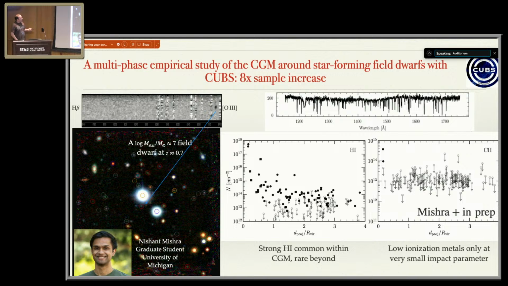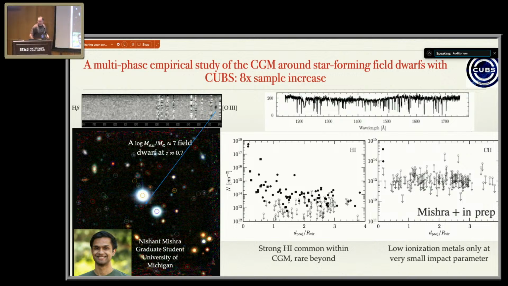So for example, this is a stellar mass of 10 to the 7-ish galaxy at redshift 0.7. This little bit of fuzz right there, we can only detect this because of MUSE. It is a little bit fainter than 26th magnitude, but we can detect oxygen-3 emission lines and get its redshift nice and cleanly. And what Nishant found is that H1 is quite common, consistent with before.